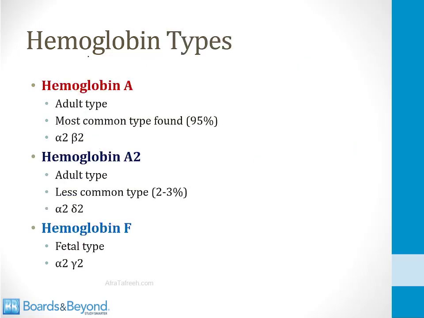There are 3 major types of hemoglobin found in the human body. Hemoglobin A is the adult hemoglobin. It's the most common form of hemoglobin found in adults. And it's made up of 2 alpha chains and 2 beta chains. Just like I told you before, all hemoglobin is 4 chains in 2 pairs.